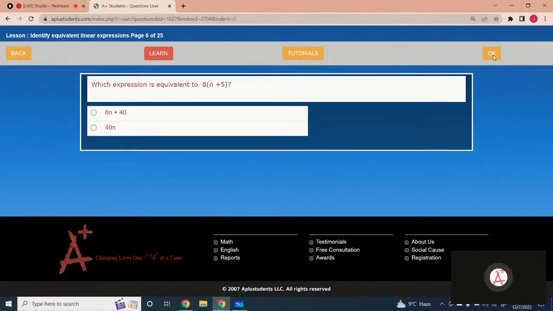Okay, which expression is equivalent to 8 into n plus 5? So which option is the correct one, the first one or the second one?